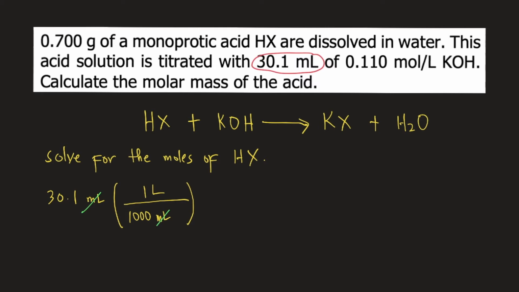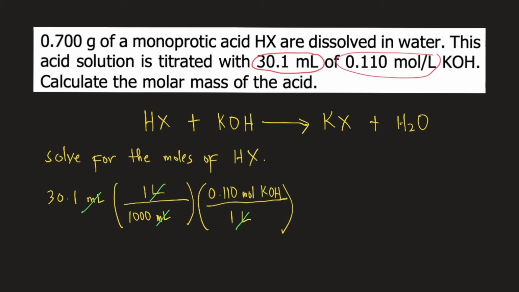And in the problem, we are given the molarity of the KOH solution, which is 0.110 moles per liter. That means that for every 1 liter of the solution, it contains 0.110 moles of KOH. So liters will cancel. Now we have moles of KOH.